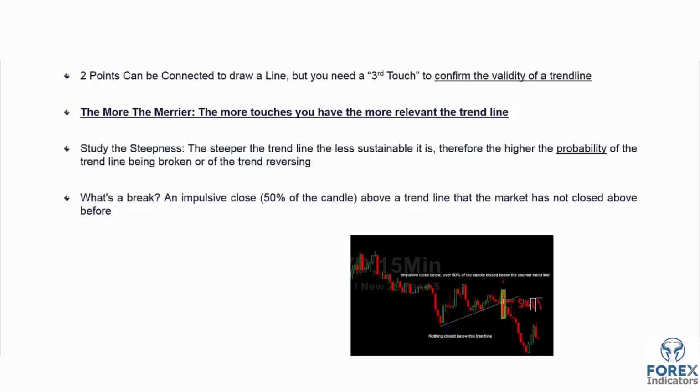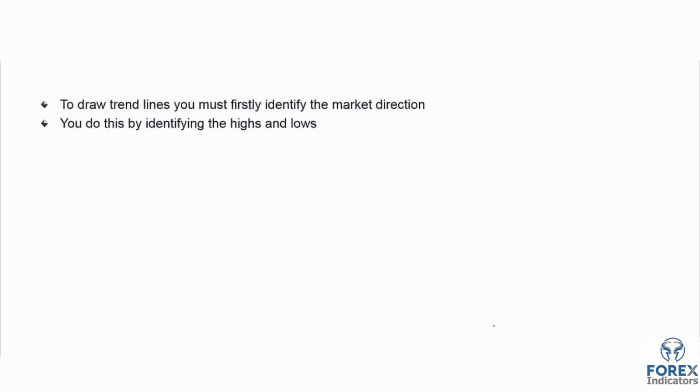So how do you draw trend lines? Well, to draw lines, you must firstly identify the market direction. You do this by identifying the highs and the lows. In an uptrend, you must connect the lows.